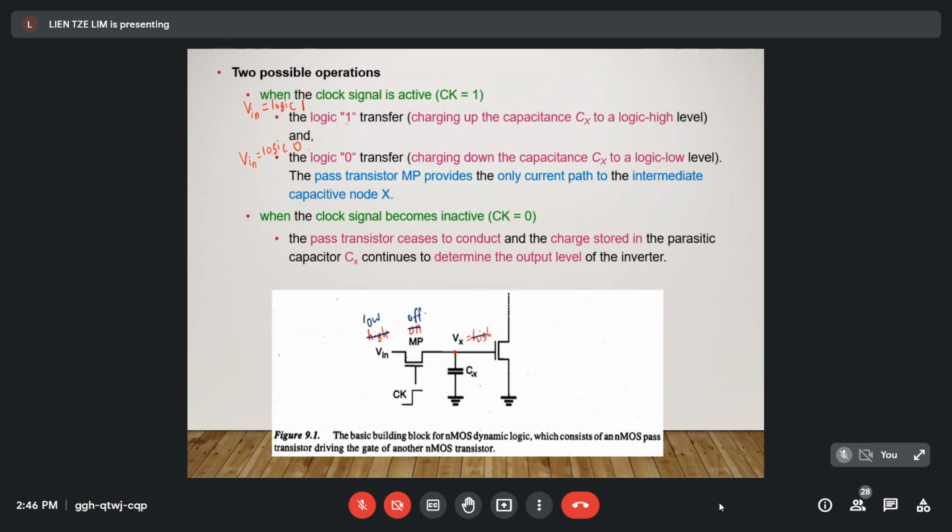Okay, and the Cx here, initially it is being charged up. Now when the transistor is turned off, then it will charge down. This means it is discharged. This is about discharge. The capacitance is discharged to a low level. If this is discharged to a low level, it means that Vx will also become low.